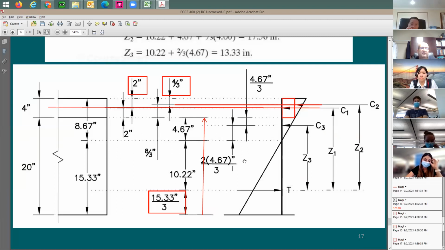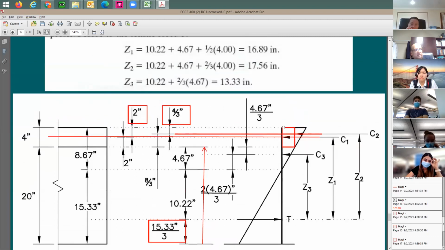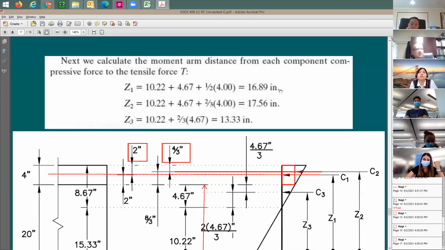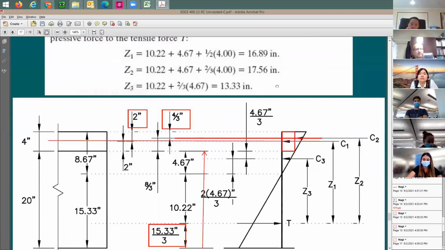Okay, let me see this. Is this what we have in this slide? I'm guessing, yeah, it's right here. And here's a good illustration to show you how it is calculated. So now I'm able to find Z1, Z2, and Z3.